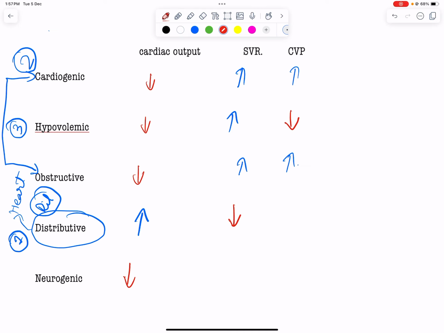And now what will happen? Central venous pressure would increase. Just remember it as it is, because it is difficult to explain. You can go by the rule that, fine, systemic vascular resistance is decreasing, so blood is more in the circulation and therefore the venous pressure is increasing, but that would be far-fetched. It's better you remember this fifth point. And in neurogenic shock, everything is negative, so decreasing. It is as simple as that.